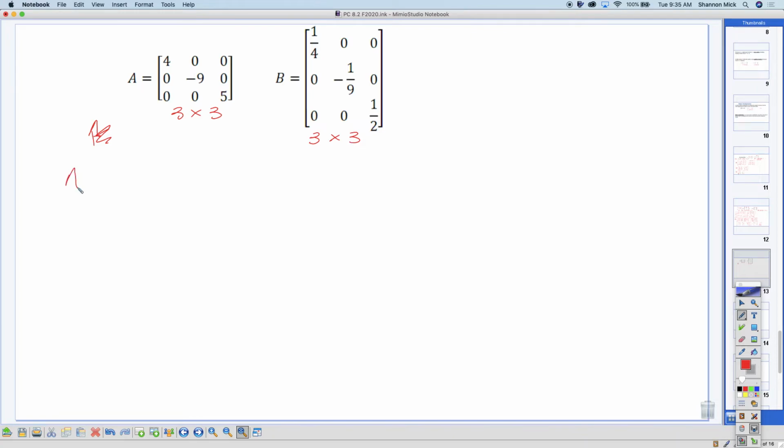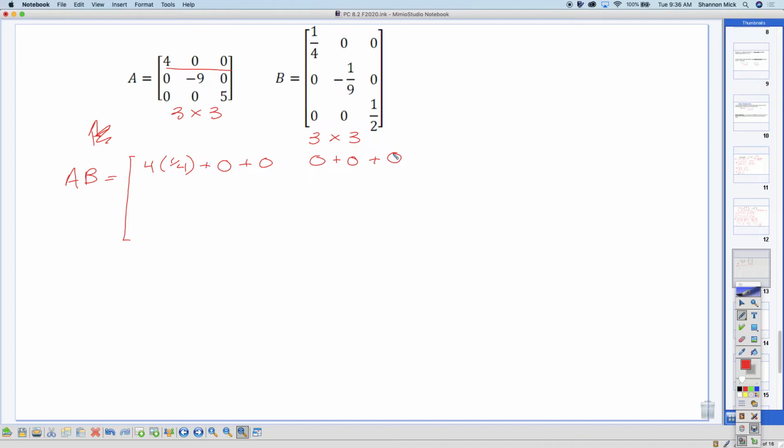So for AB, I'm going to take the first row times that first column. So it'd be 4 times 1/4 plus 0 times 0 plus 0 times 2 plus 0 times 0. And then I go this row to the next column. Well, 4 times 0 is going to be 0. And 0 times -1/9 is going to be 0. And 0 times 0 is going to be what? 0.